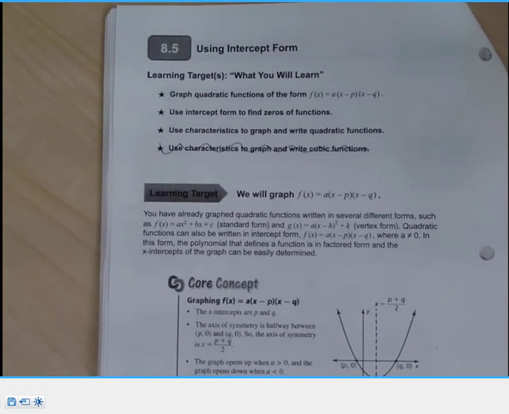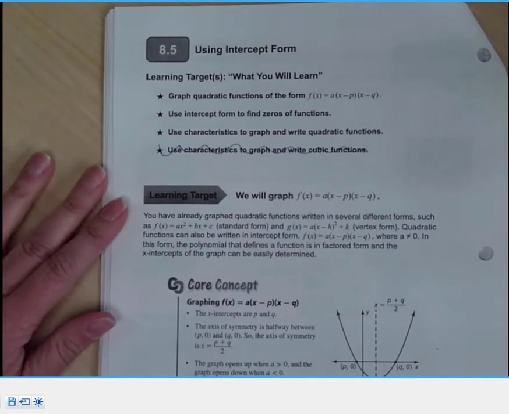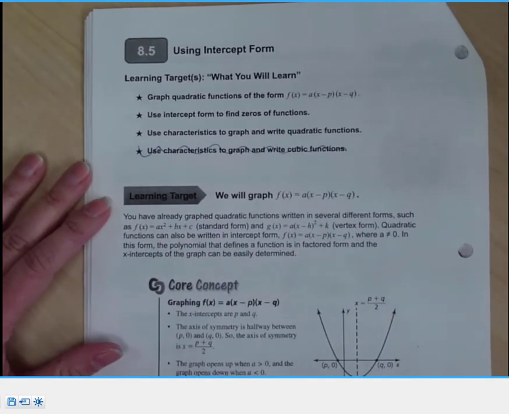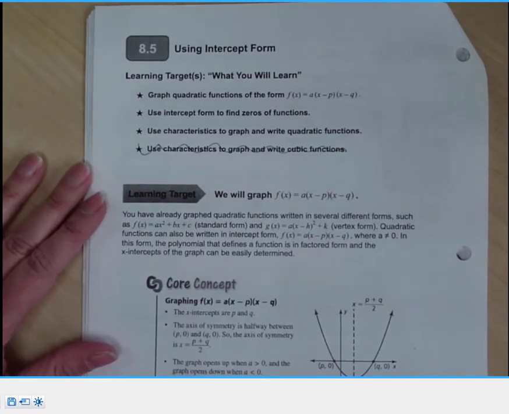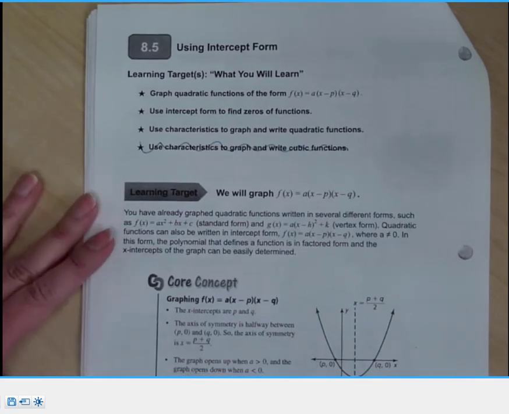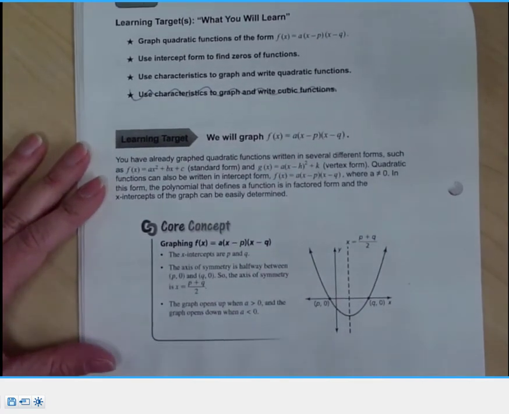In today's lesson 8.5, we're going to talk about using intercept form. Now, the form's going to look a little different from the other two forms we've looked at, which was standard form and vertex form. In this form, we're going to have the intercepts. So let's take a look.